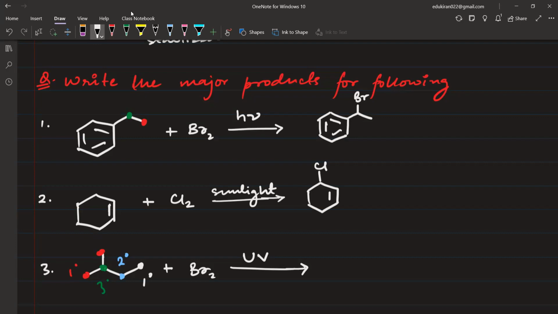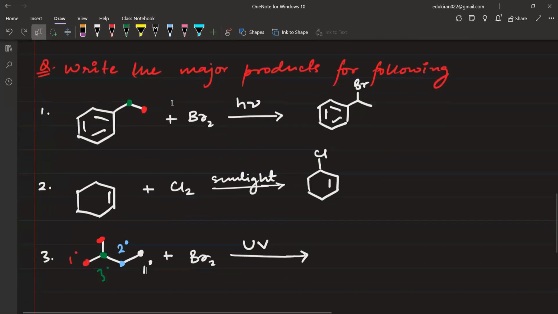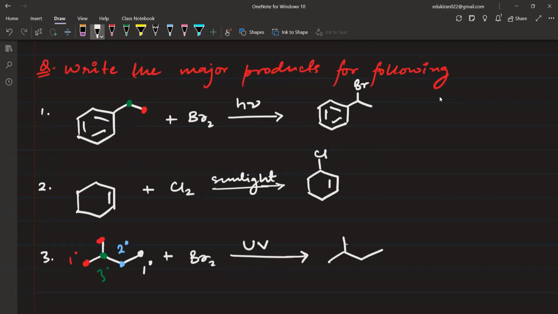Tell me. कहाँ पे Br attach होना चाहेगा? Here ना, we have given the rate, right? 3 degree में attach होना चाहेगा, ठीक है? So you'll make the product as it is and attach a Br on the 3 degree carbon. That's it. Please write the products. All of these are major products, okay?